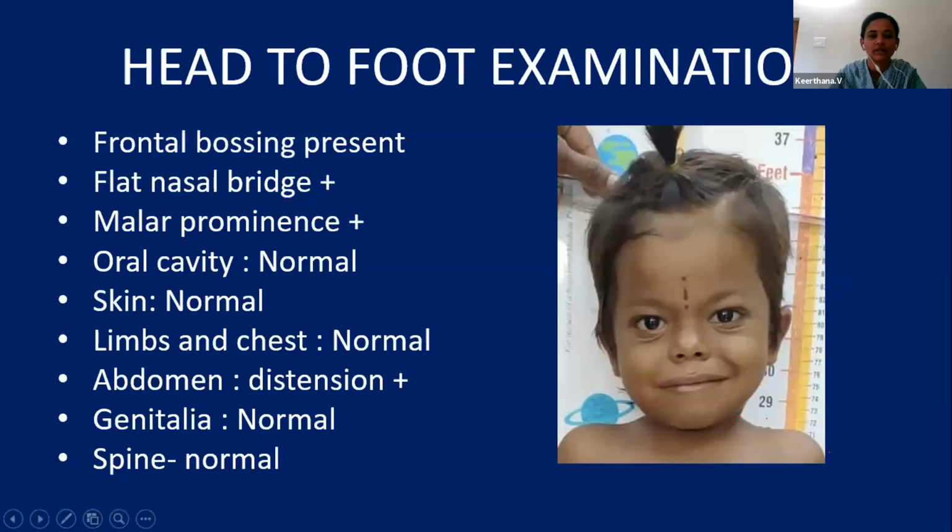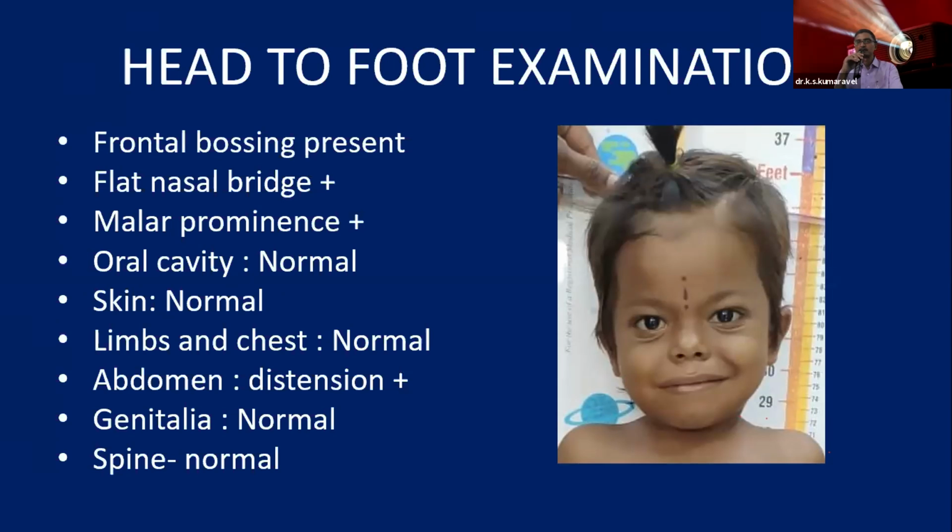Head to foot examination. Frontal bossing is present. Flat nasal bridge is present. Malar prominence is present. The oral cavity is normal. Skin is normal. Limbs and chest are normal. Abdominal distension is present. Genitalia are normal. Spine is normal. So by looking at the face, what abnormalities are you seeing in the face?